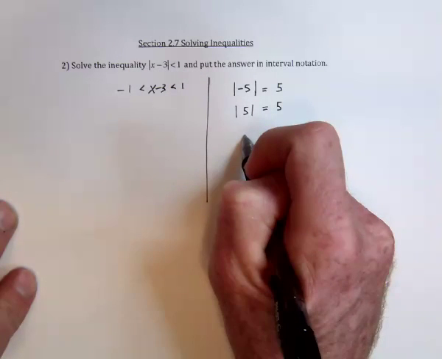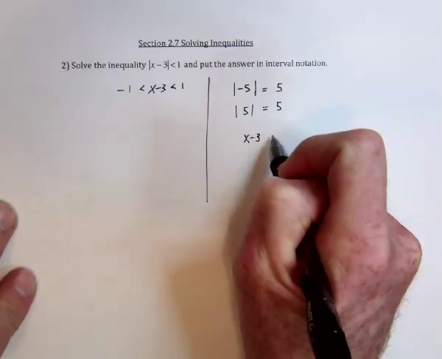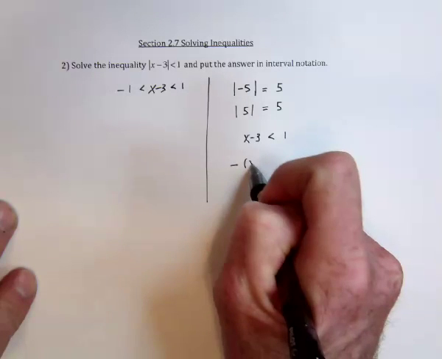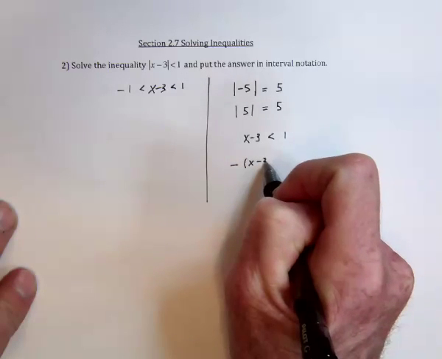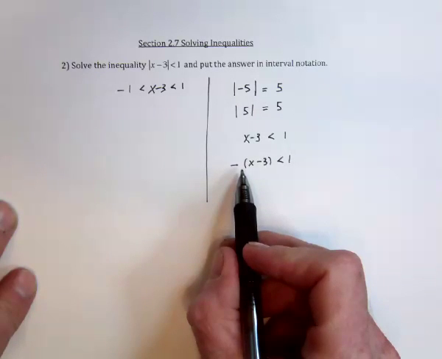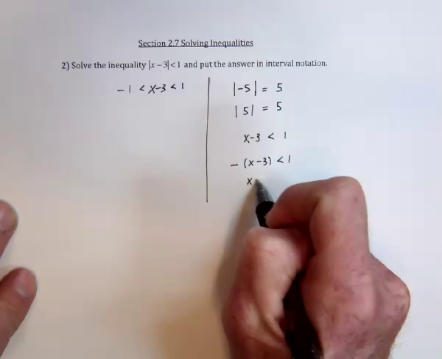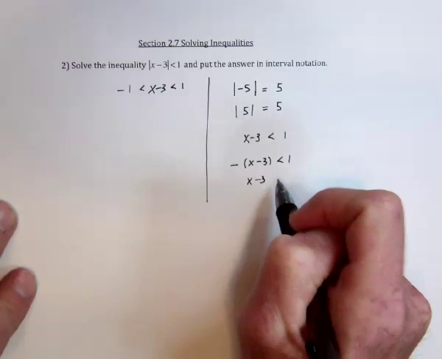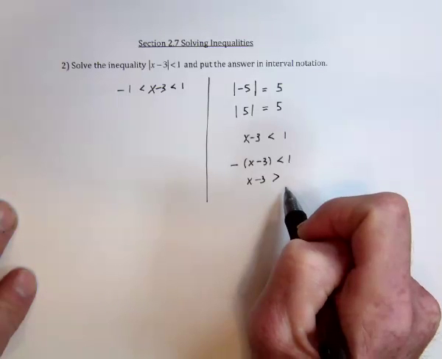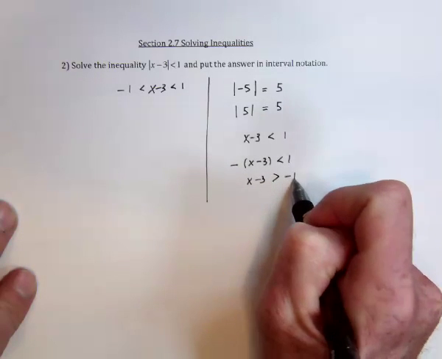We've got x minus 3 less than 1. There's the positive case. We've got the negative case. Negative of that thing, we still need it less than 1. Well, in this one, we could multiply both sides by a -1. It would result in this being just x minus 3. Multiplying by a negative is going to switch the direction of the inequality, and we need to multiply this side by -1.